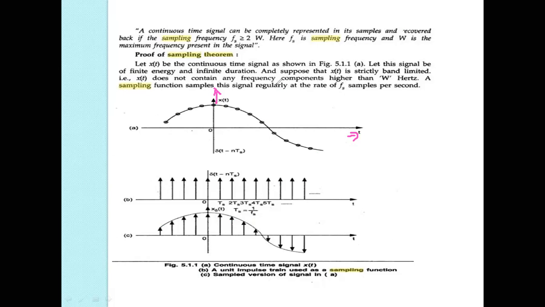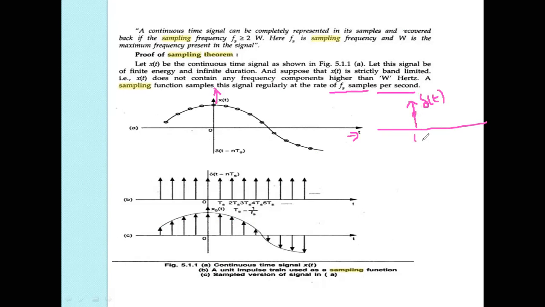A sampling function samples the signal regularly at a rate of fs samples per second. Fs is nothing but the sampling frequency, in units of samples per second. How did we get these values of delta of t minus n Ts? If I take delta of t here, what is delta of t saying?